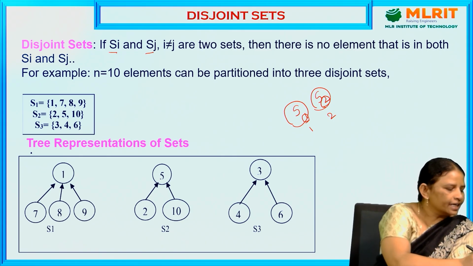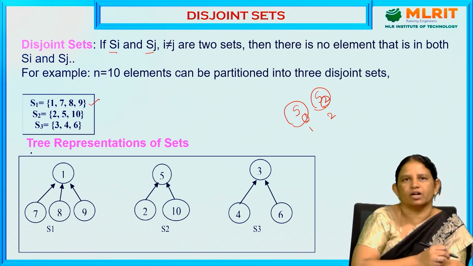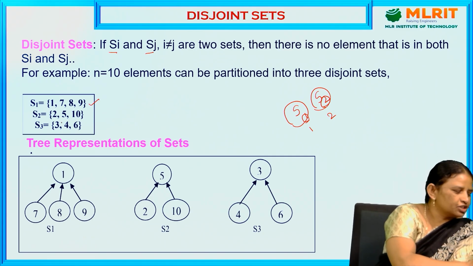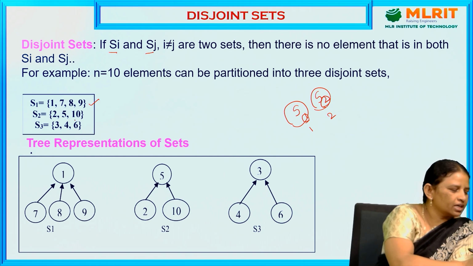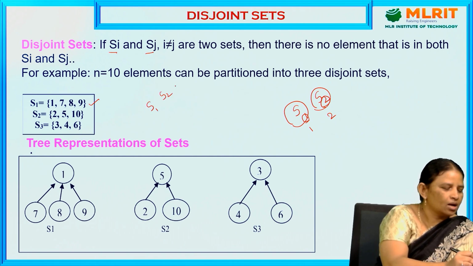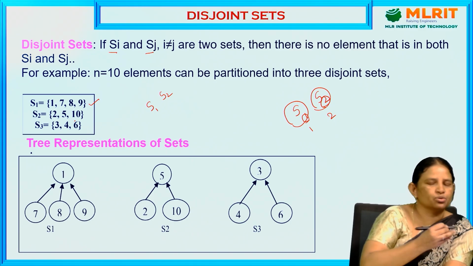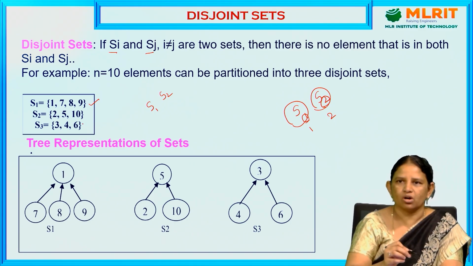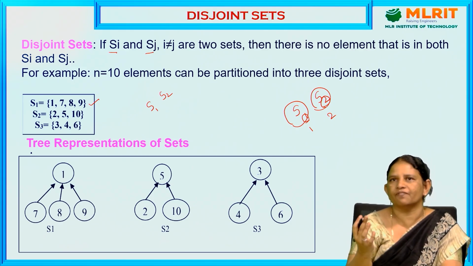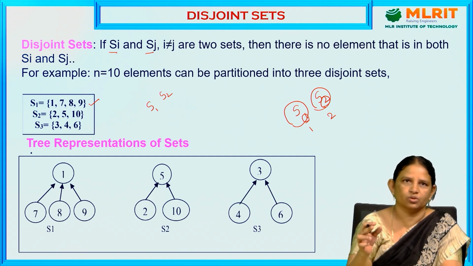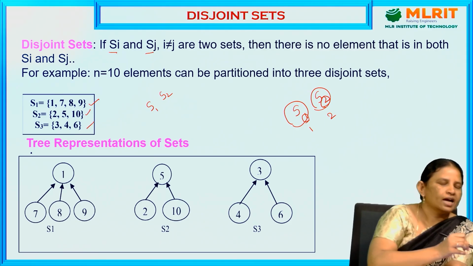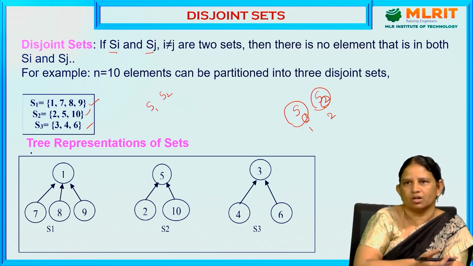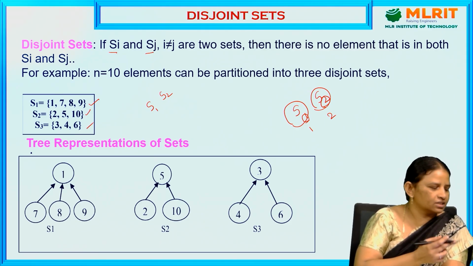For example, S1 consists of 4 elements: 1, 7, 8, 9. S2 consists of 2, 5, 10. So S1, S2 are the two sets. If you consider these two sets, there is no common element in them, so S1 and S2 are said to be disjoint sets. i not equal to j means they do not belong to the same set, they are different sets. If the common element is not present in both sets, then the two sets are said to be disjoint sets. S1, S2 are disjoint, S2, S3 are disjoint, S1, S3 are disjoint.